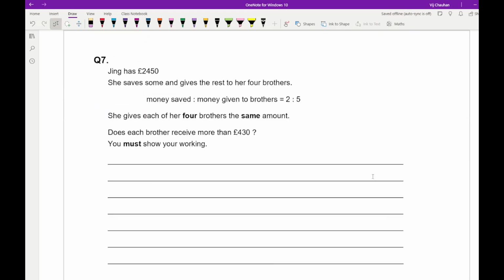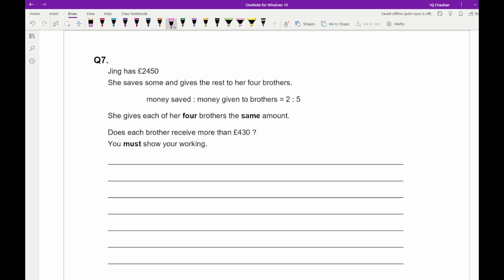Then moving on to question 7, it says that Jing has £2,450. She saves some and gives the rest to her 4 brothers. The money saved to the money given to her brothers is in the ratio of 2 to 5. She gives each of her 4 brothers the same amount. Does each brother receive more than £430? You must show your working out.